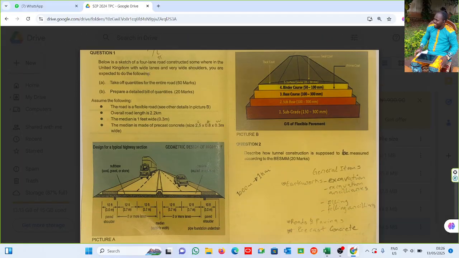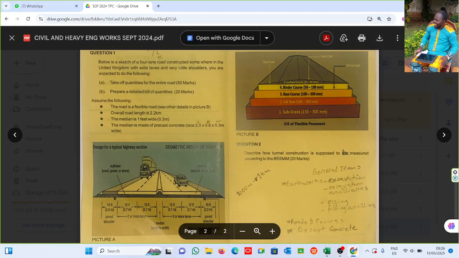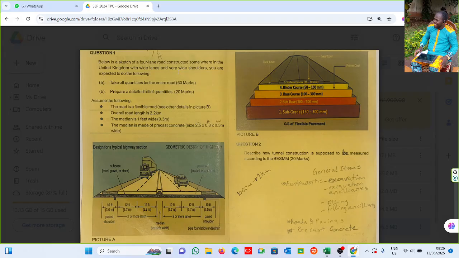Say below is a sketch of a 4-lane road constructed somewhere in the UK, with wide lanes and shoulders. You are expected to prepare takeoff points for the entire road. Assume the following. The road is a flexible pavement, right? See the picture. You see the cross-sectional section here.